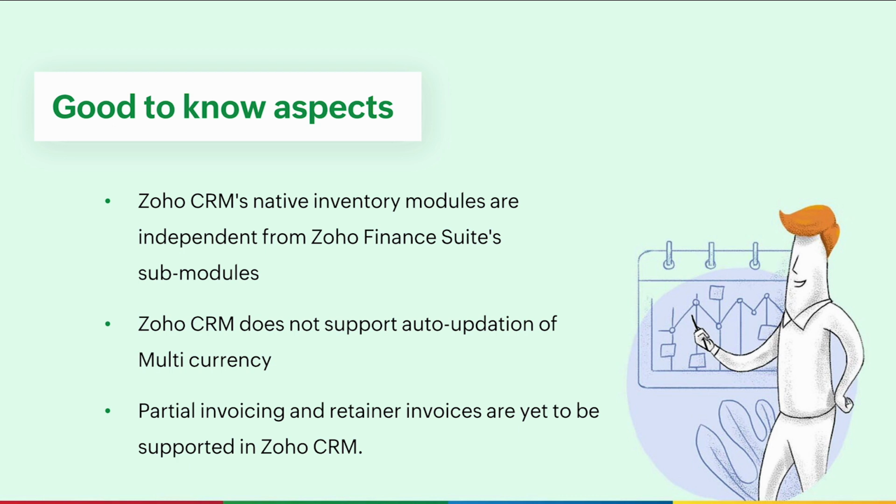There are certain important features of the integration process that we should be aware of. Zoho CRM's native inventory modules are unique from Zoho Books sub-modules created in the CRM. You can either hide them or continue to use them. As a result, if you hide your native CRM inventory modules, any workflows and reports associated with them will be hidden as well. The triggers will be working only after the integration is done.